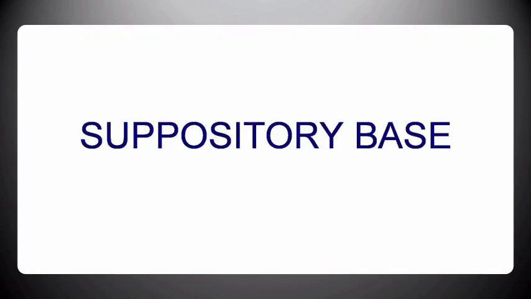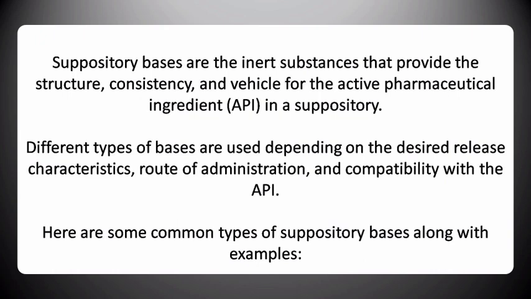First is suppository base. Suppository bases are the inert substances that provide the structure, consistency, and vehicle for the active pharmaceutical ingredient, API, in a suppository. Different types of bases are used depending on the desired release characteristics, route of administration, and compatibility with the API. Here are some common types of suppository bases along with examples.